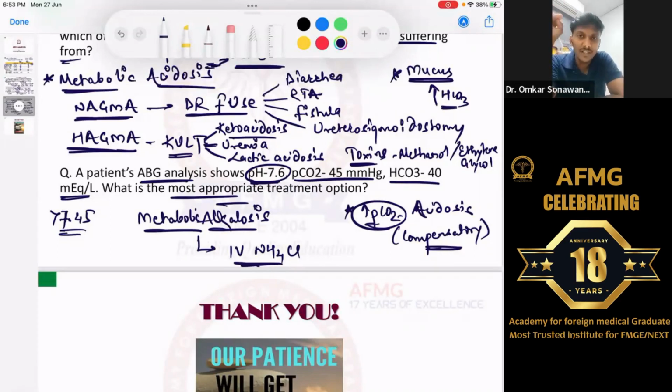Why am I saying partially compensated and not fully compensated? Because the pH value has not been normalized yet. If the pH value had normalized, it would have been between 7.35 and 7.45, and then I would say fully compensated. But here the pH value is still abnormal. Therefore, I am saying it is a partially compensated metabolic alkalosis, or sometimes I would also say a metabolic alkalosis with a compensatory respiratory acidosis. Okay? No issues with this.